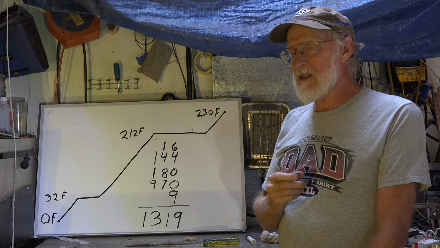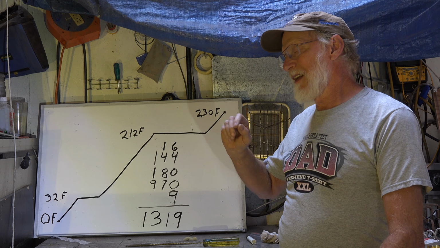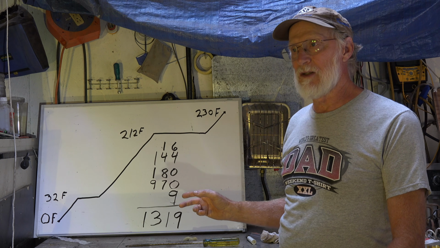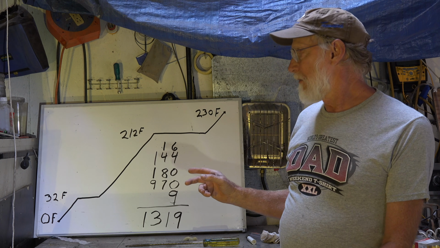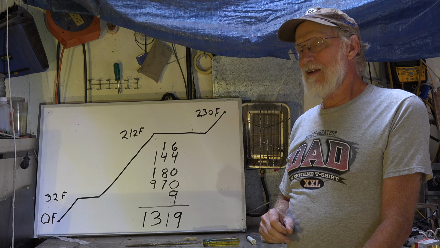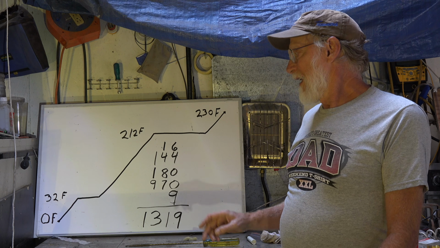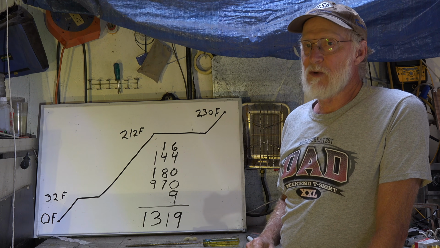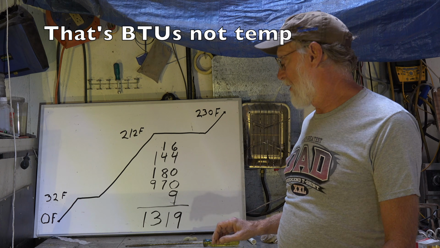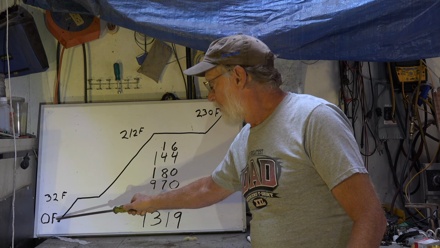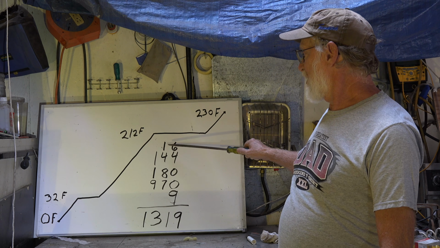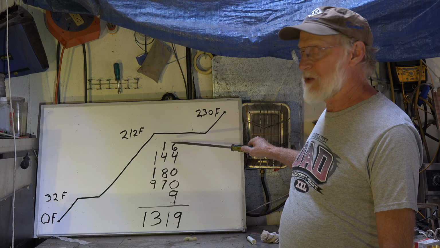Now, I've told you specific heat of water is 1. It's the highest practical substance out there. But ice is not the same. Ice does not have the same specific heat as water. It's around 1/2 of a degree to increase 1 pound, 1 degree Fahrenheit. Okay, so we start down here and we get up to 32. That's going to take 16 BTUs.